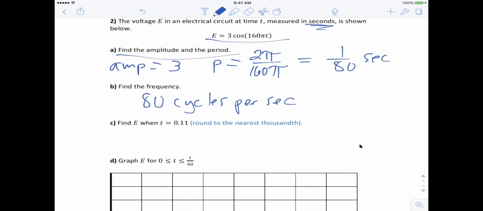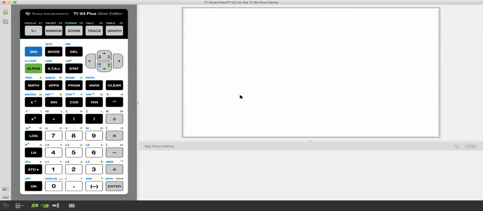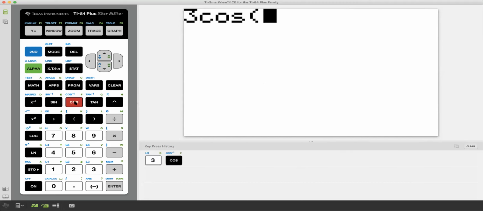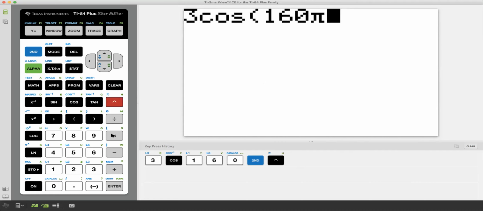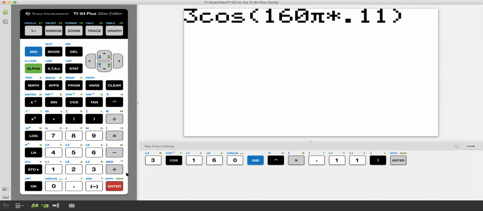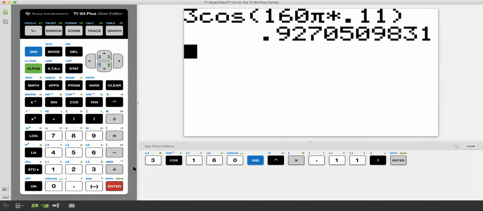So there I'm going to jump to my calculator. Okay, so we have our calculator up here, and I'm going to type it in. So it's 3 cosine 160 pi times 0.11. Okay, and then we got it. And it says round this to the nearest thousandths, 3 decimals, so 0.927, and I've got it. Okay. All right, let's jump back to the handout.